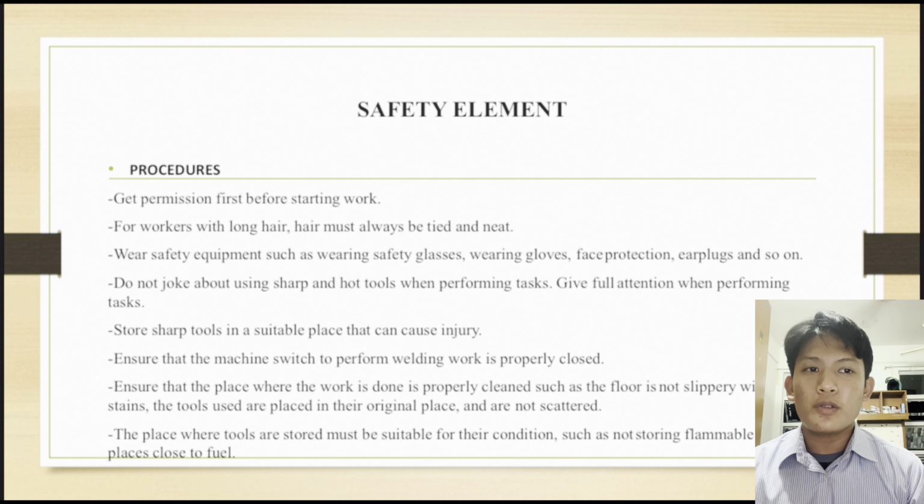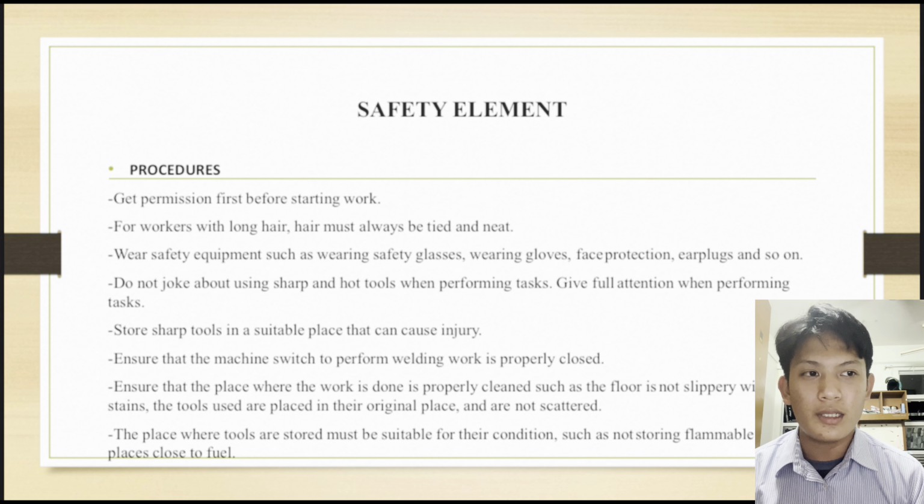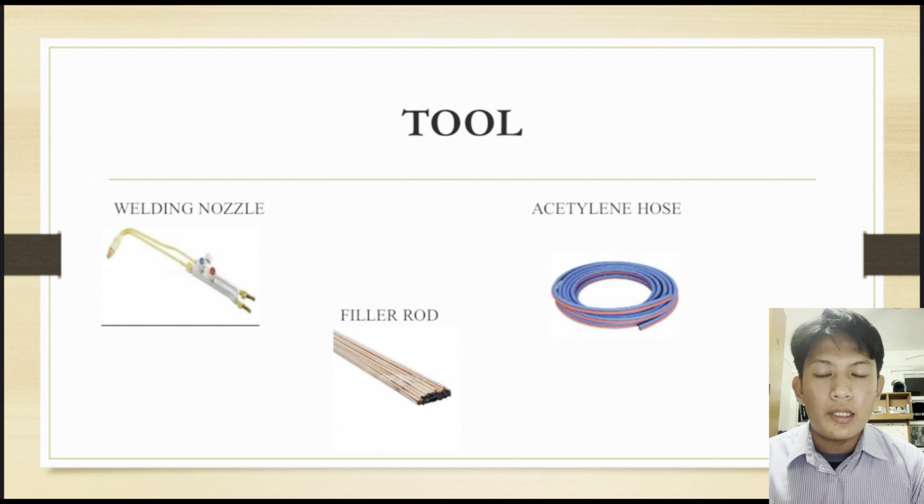Ensure that the machine switch used to perform welding work is properly closed. Ensure the place where the work is done is properly clean, such as the floor is not slippery with oil stains, and the tools used are placed in their original place and are not scattered. Lastly, the place where tools are stored must be suitable for their condition, such as not storing flammable tools in a place close to fuel. The following are example tools.